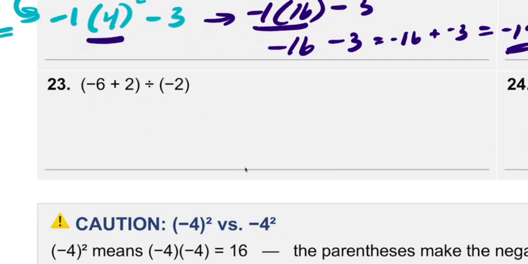Over here, order of operations, do parentheses. Negative 6 plus 2 is negative 4. When they're different signs, you subtract. So negative 6 and 2, one's a negative, one's a positive, I subtract them. 6 minus 2 is 4. And then you keep the sign with the bigger number.